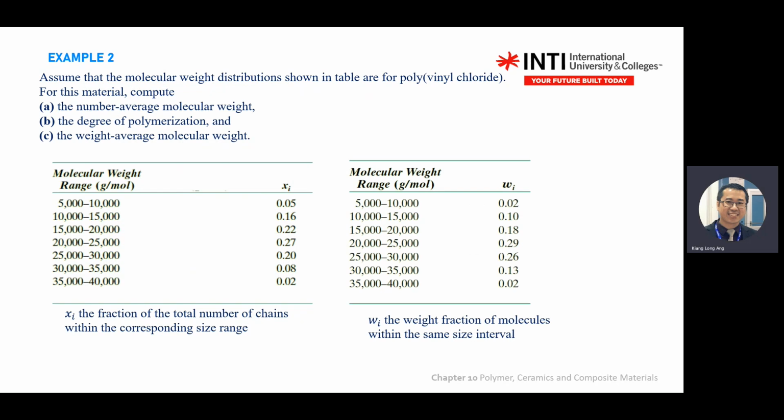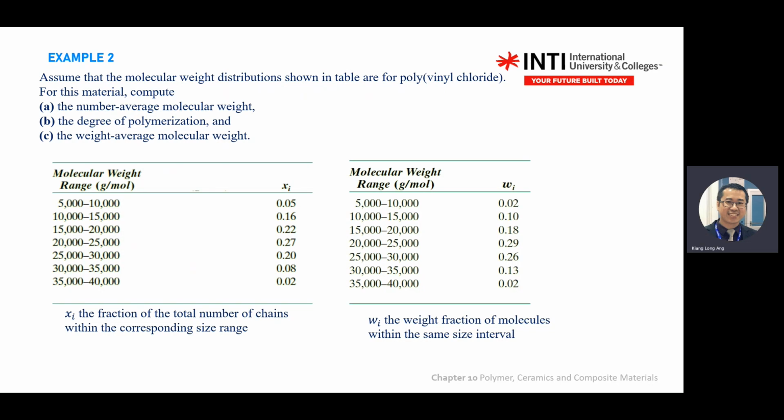So example number 2, you're assuming you're having all this information. In this one you have a PVC, polyvinyl chloride. You need to compute A, the number average molecule weight, B, calculate the degree of polymerization, and C, calculate the weight average of the molecule weight.